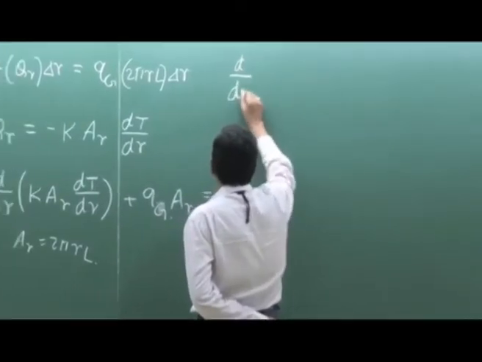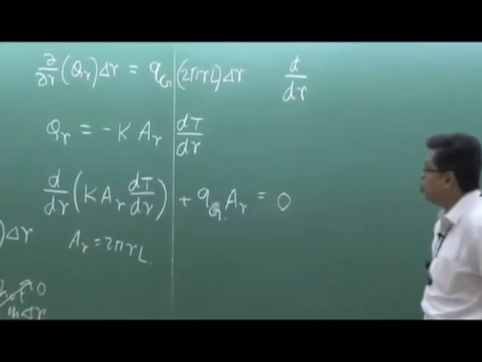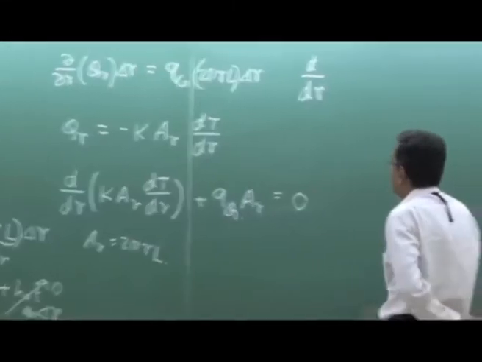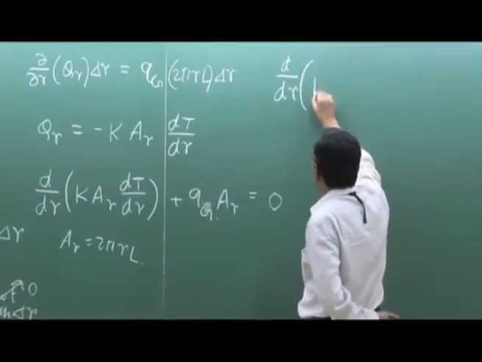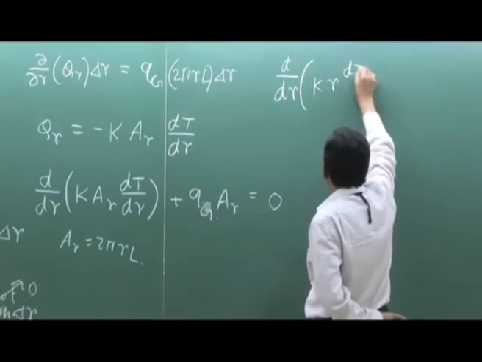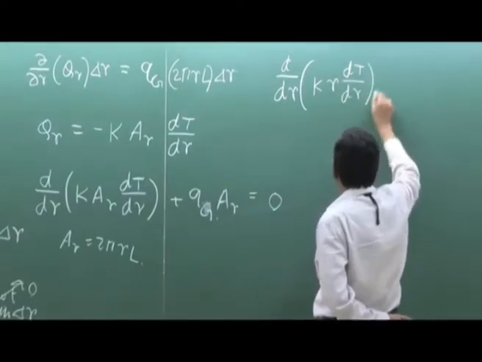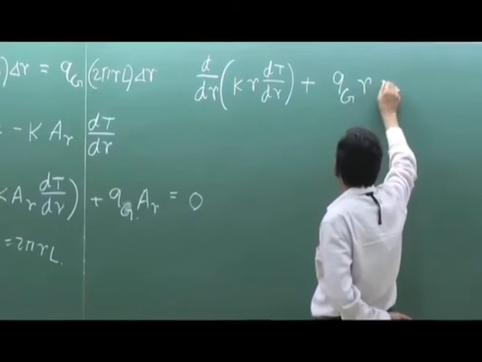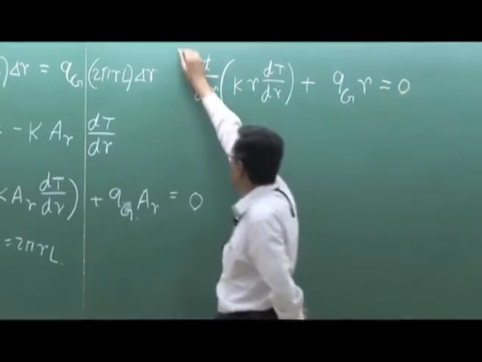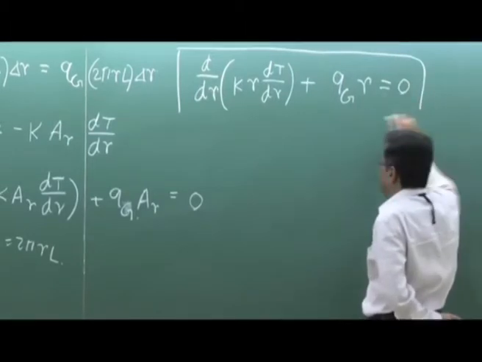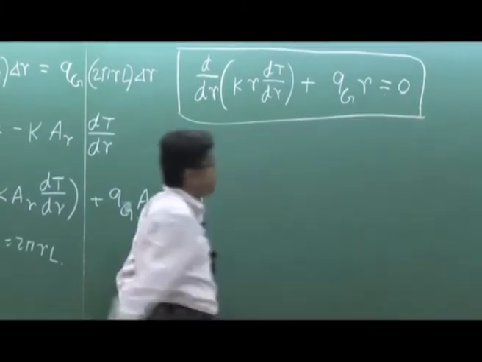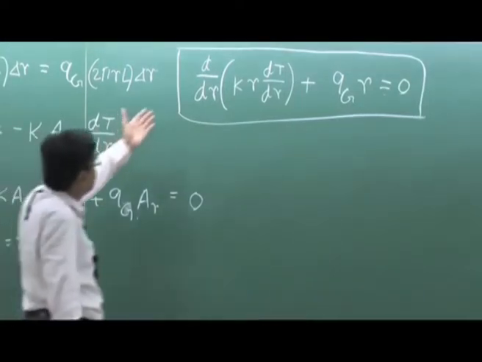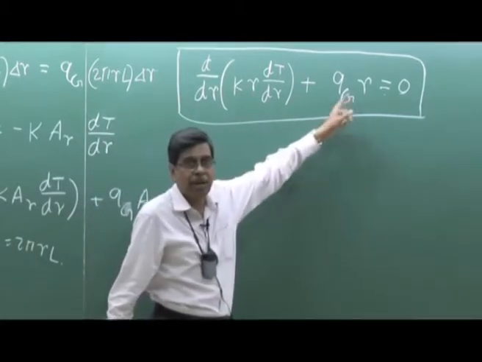d dr, and if you take 2 pi L to be constant, and L cannot be 0, so you can cancel that, d dr of k r dT dr plus Qg into r equals 0. And this is our basic equation for temperature distribution in differential form. If k is constant, then k will come out.